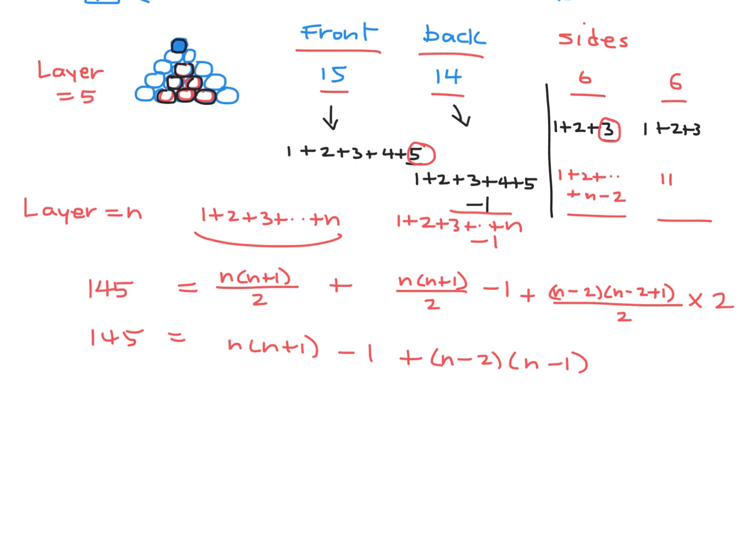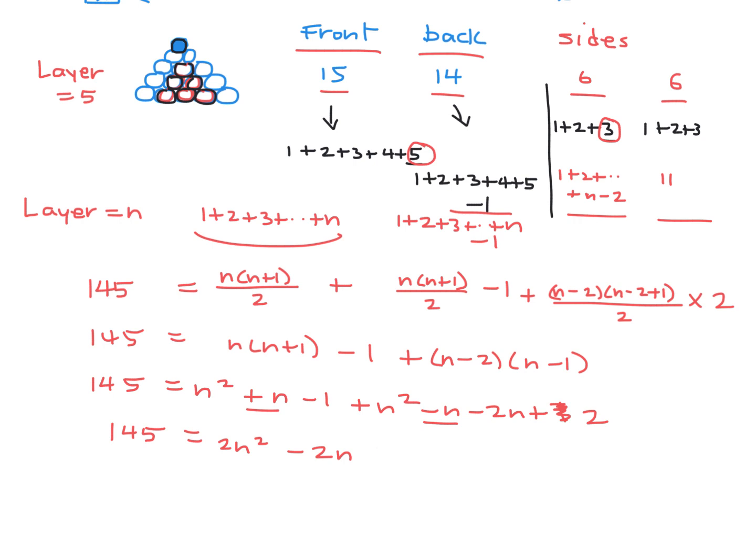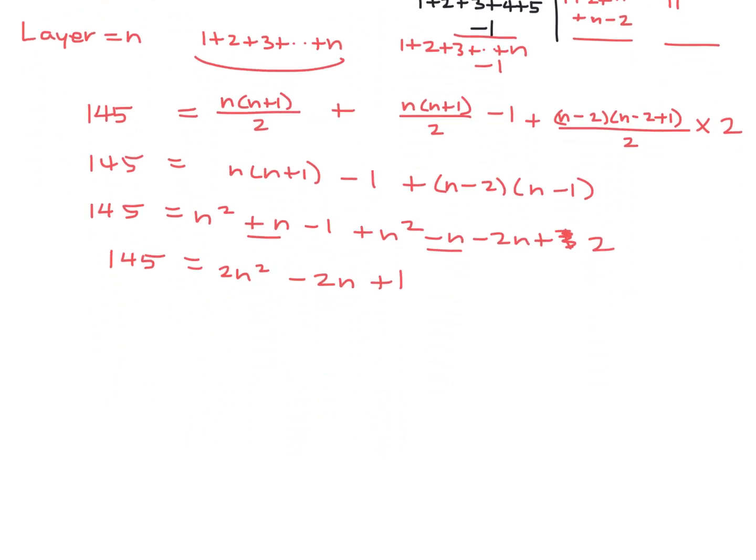Yeah. Okay, let's expand this now. 145 equals n squared plus n minus 1 plus n squared minus n minus 2n plus 1. So 145 would be 2n squared, that cancels, minus 2n. And, oh, sorry about that. This is 2. Good thing I caught that. So this is plus 1. Okay. All right, let's continue with this algebra here.